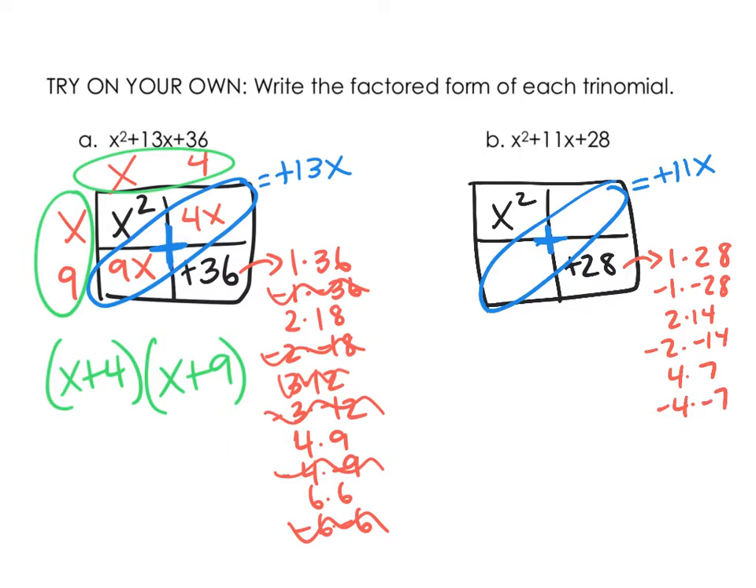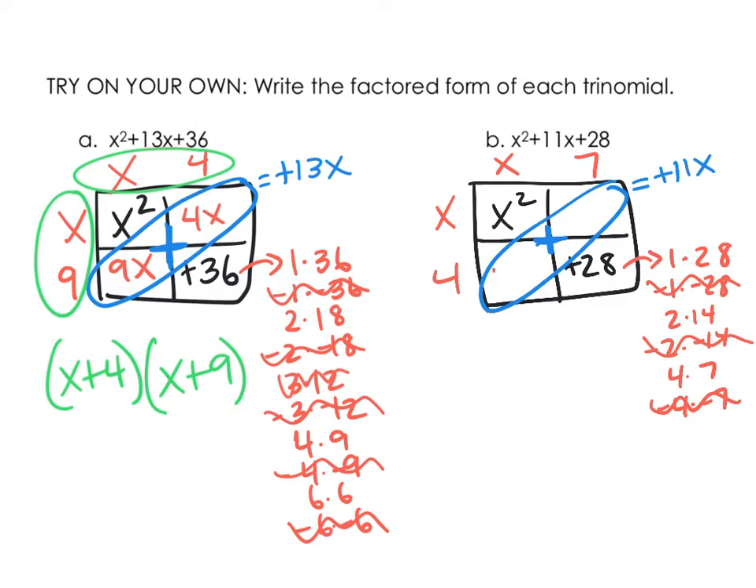So first off, what multiplies to be x squared would be an x and an x. And then we need to figure out which one of these would work. Negatives, again, are not going to work because we don't have any negatives in our trinomial. Let's start at the bottom this time. Let's try the 4 and the 7.